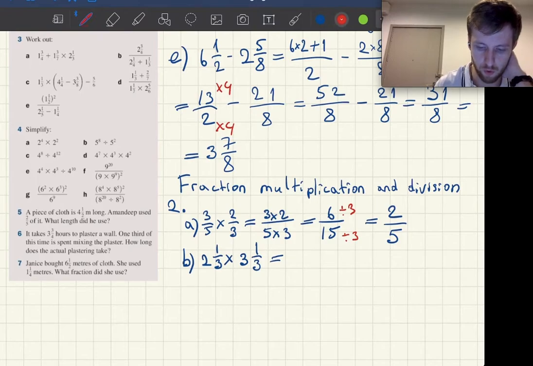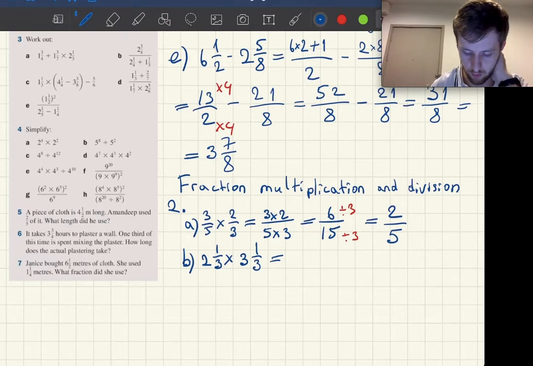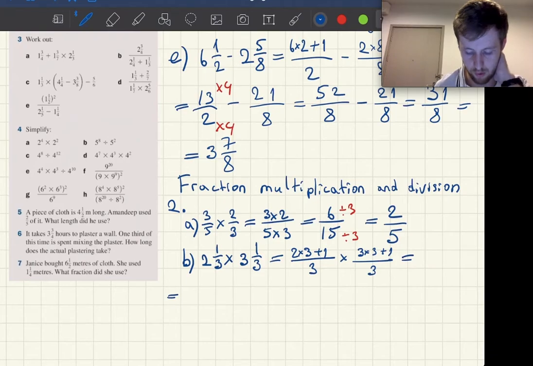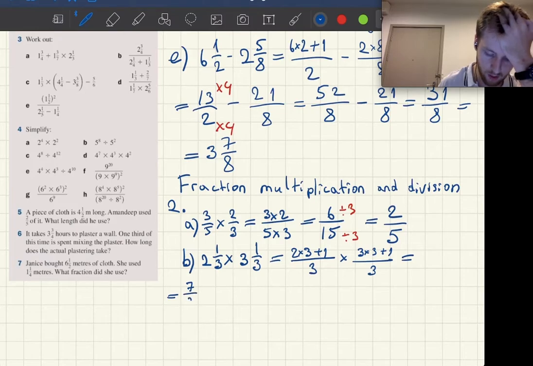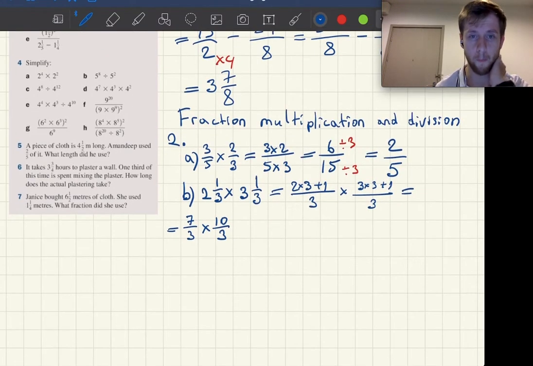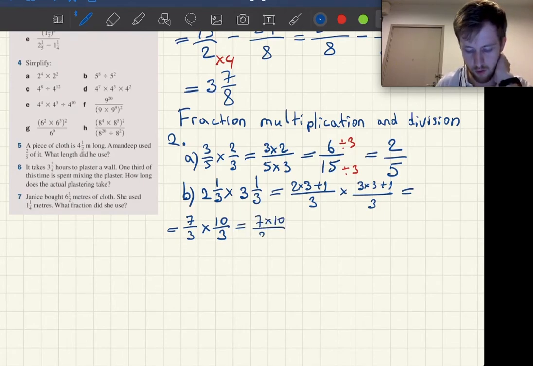So let's do it. 2 times 3 and then plus 1, so we write 2 times 3 plus 1 divided by 3. 6 plus 1 is 7 over 3. Then 3 times 3 plus 1 is 10 over 3. So we get 10 over 3 in here. 7 over 3 times 10 over 3 is equal to 7 times 10 over 3 times 3.